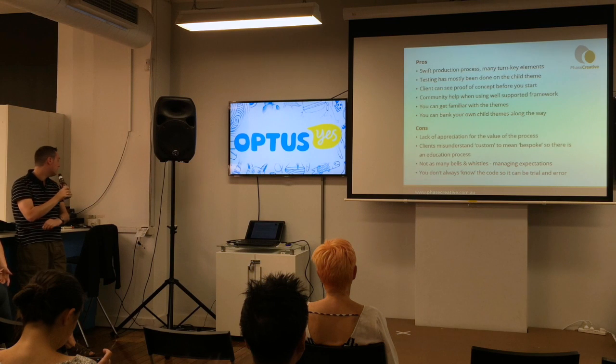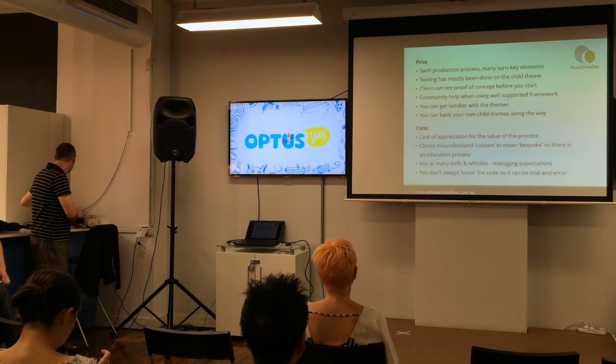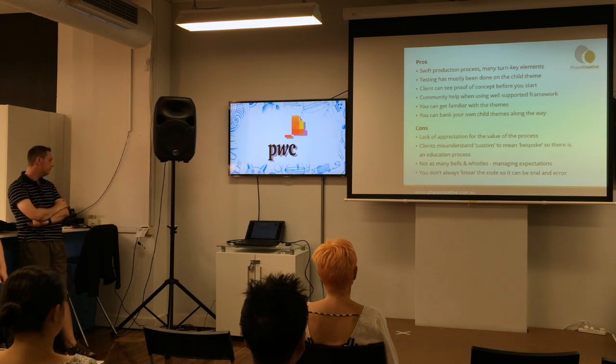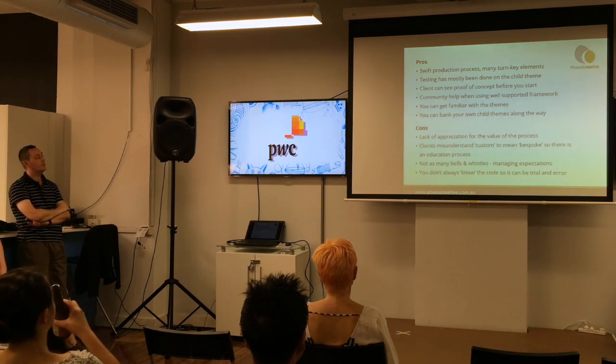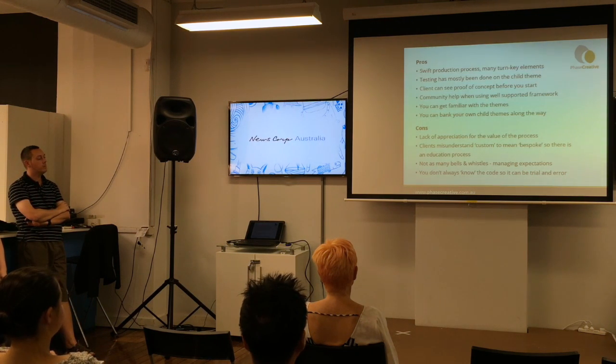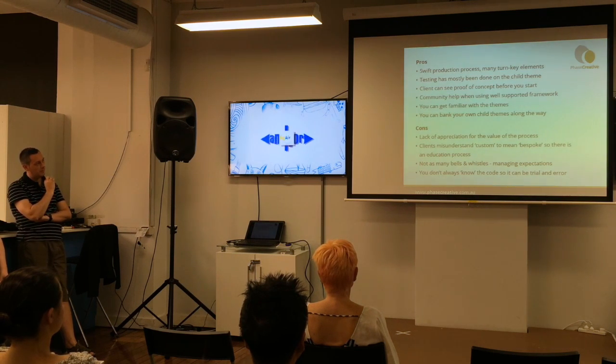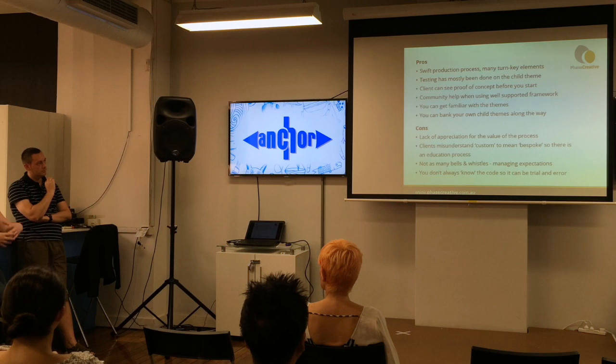Testing has, as I mentioned before, mostly been done on the child theme, so there's not a huge amount of uncertainty there. The client can see the proof of concept before you start, so if you really need to show them how something's going to work, you can show them the base child theme. And for me, as a designer still working around code, I can get familiar with things. You can bank your own child themes along the way, so I've started building my own child themes, which I don't sell, but I can use them for other client builds.